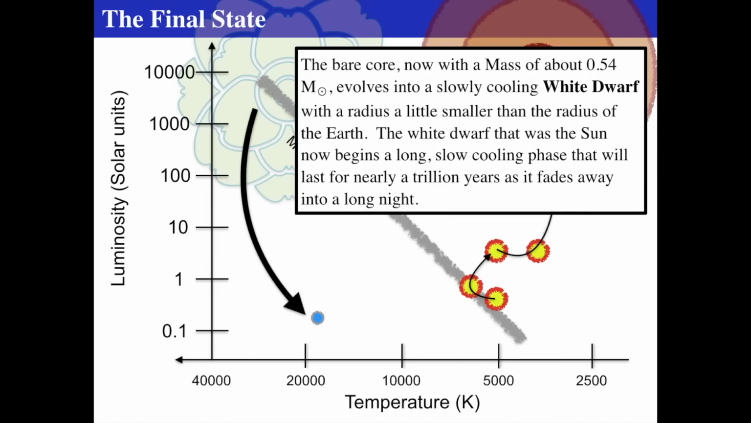Remember the luminosity equation, where we said the luminosity of a star is proportional to the surface area and the temperature to the fourth. Well, these things are incredibly hot, but they're also really small.